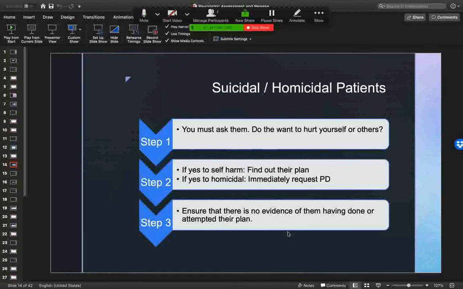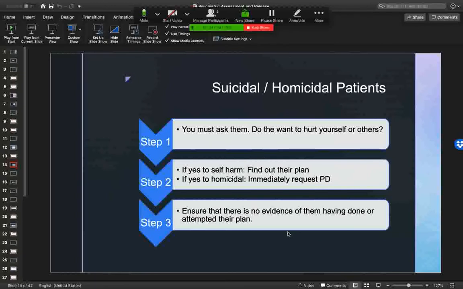them having done this. So let's say the scenario: you're dispatched to apartment 31 for a welfare concern. The police department have requested you because there could be potential pill ingestion. You get on scene, you ask them, hey, do you want to hurt yourself or others? Let's say they say yes. They say, I want to kill myself, but I haven't done it yet.